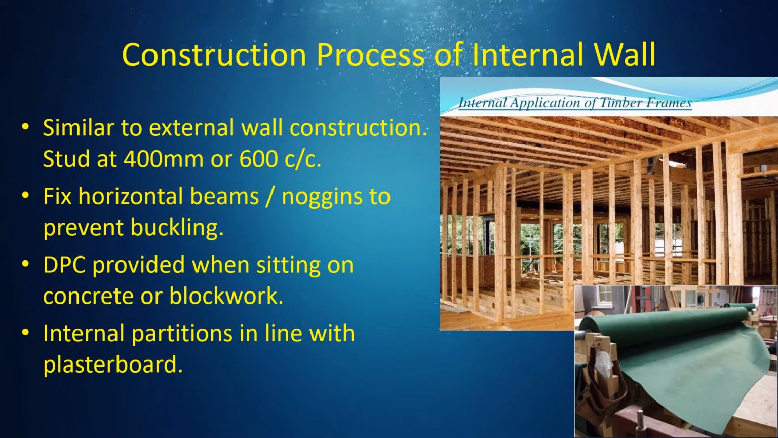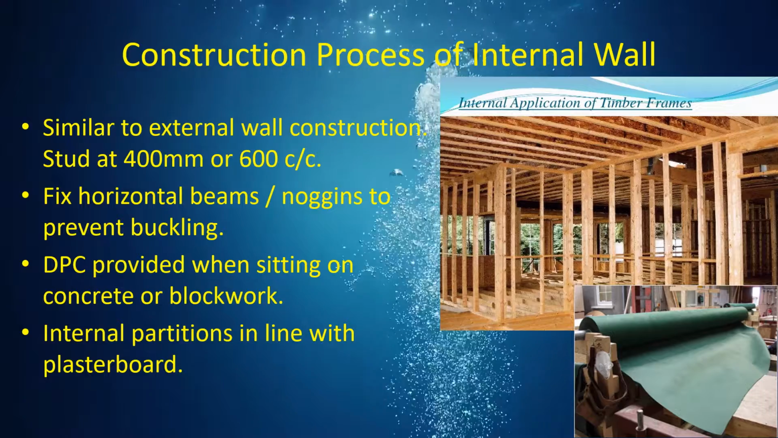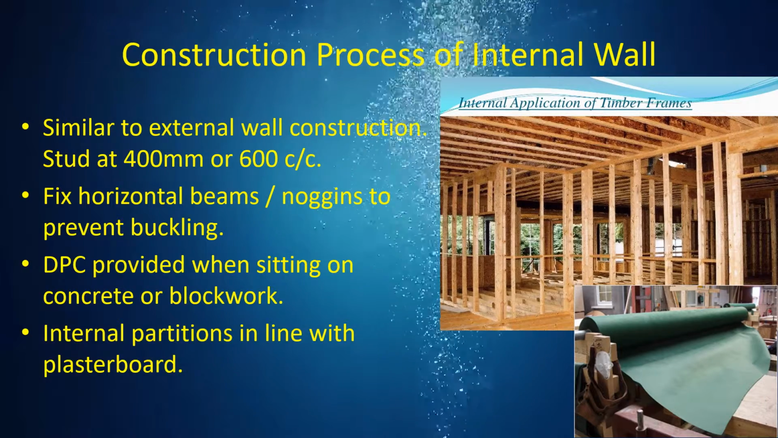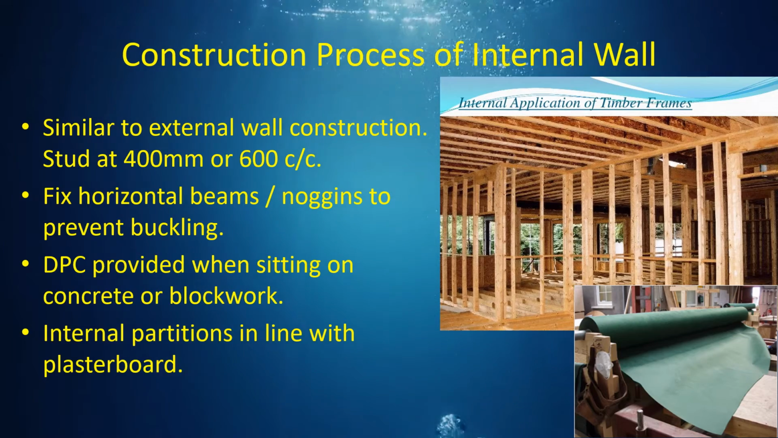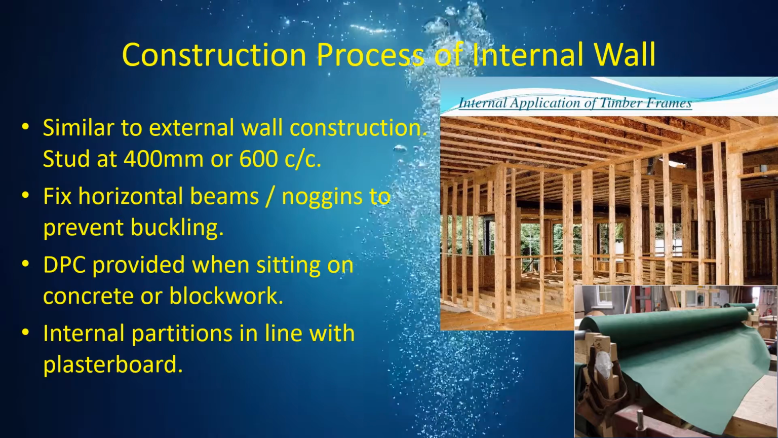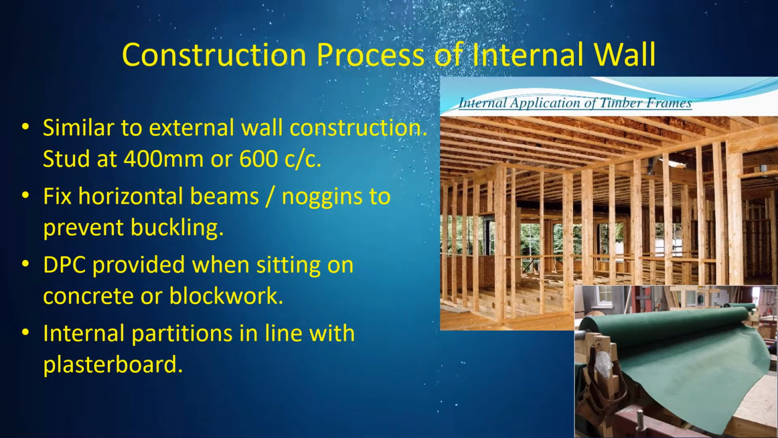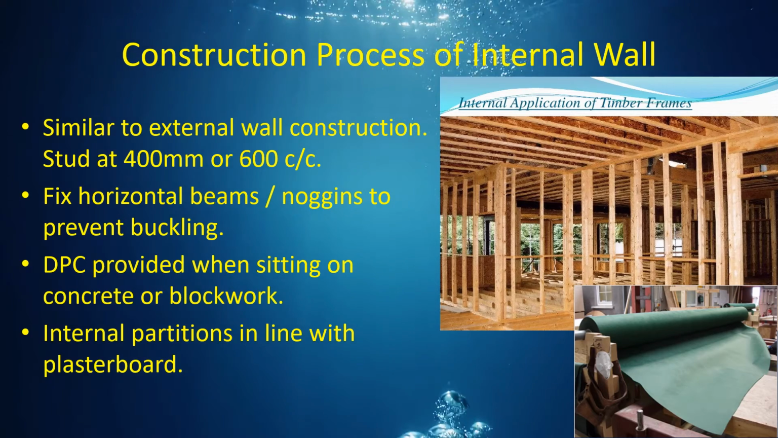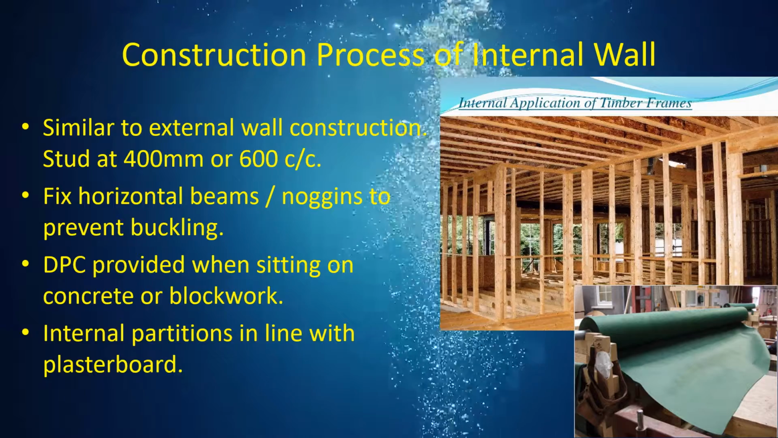Internal partitions are usually lined with 12.5 mm plasterboard, fixed and skimmed. To prevent moisture entering the plywood sheeting during construction, a breathable membrane is stapled onto the plywood on the external face. This membrane also provides a second line of defense should moisture penetrate the exterior cladding.